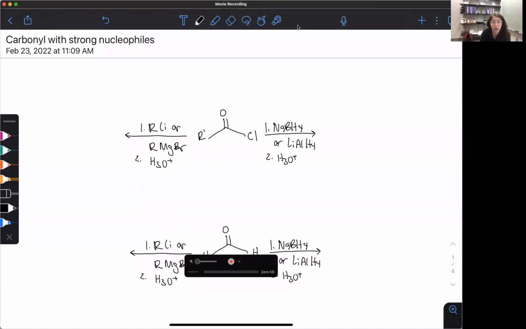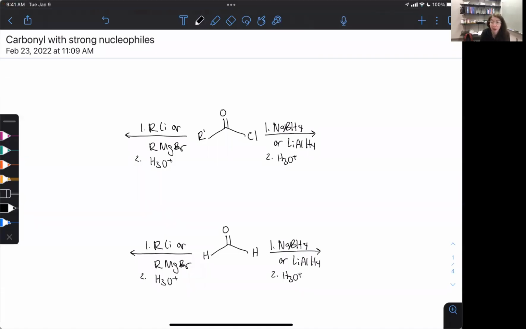Hi, everybody, and we're going to talk a little bit about some concept mapping with the carbonyl reactions that we're talking about with strong nucleophiles. We're going to have to do this again when we talk about weak nucleophiles, but for right now, we've just got really strong carbon or hydride nucleophiles that we're going to be working with.